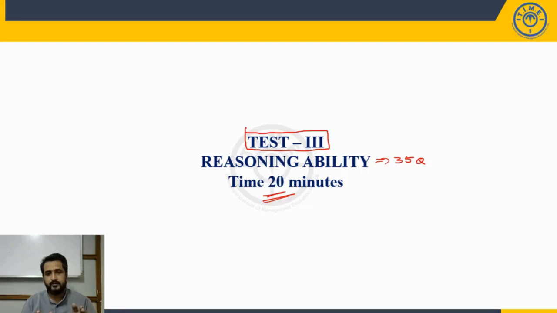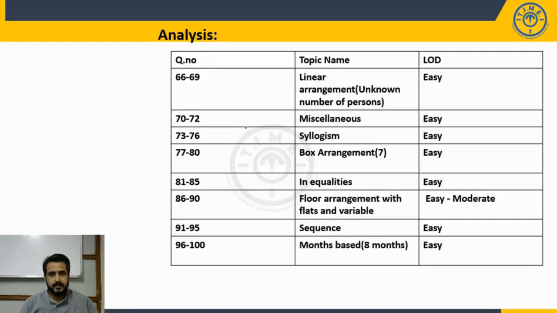First 30 questions will be of English section, and next 35 questions are of quant section, and next are of reasoning ability questions. Okay. So here is the analysis. Look at the sets. What are all the different models that appeared in the paper?